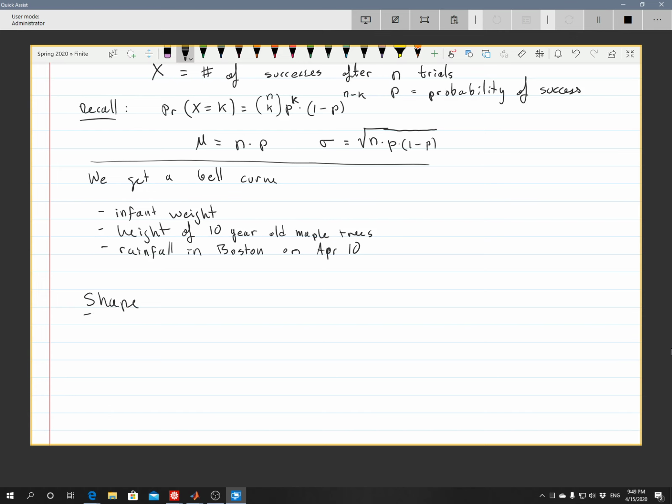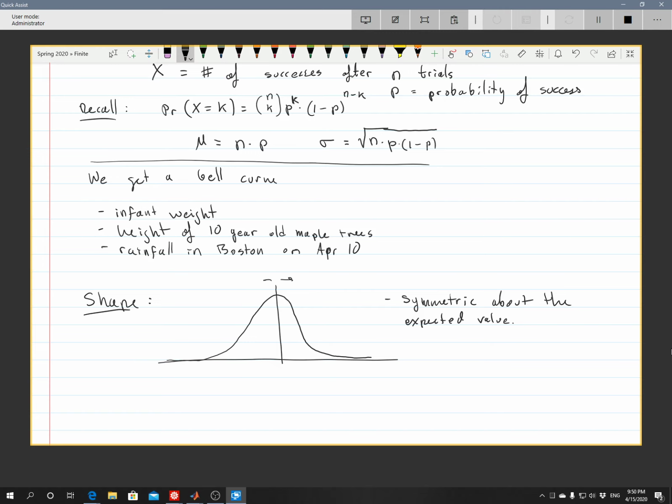Shape. Well, it looks like an inverted bell, right? Let's plot it. It's very low out on the edges, and then it comes up and comes back down. I didn't draw it very well, but one key thing is that it's symmetric about the expected value. In this case, I drew it with the expected value as 0, but the point is that it's symmetric on either side of the peak. The other thing is that the peak is also the expected value.